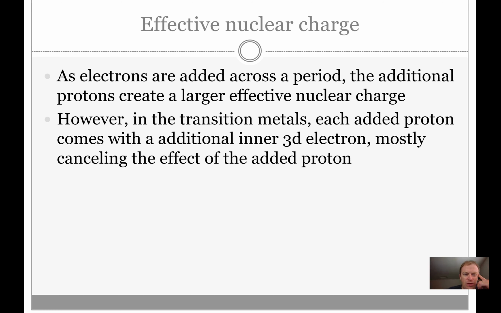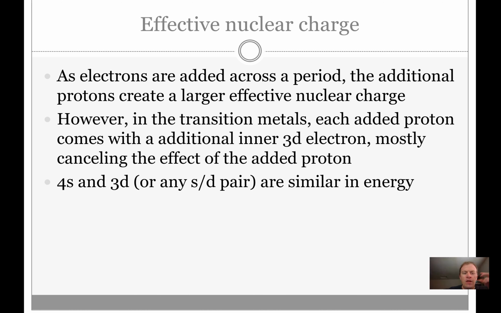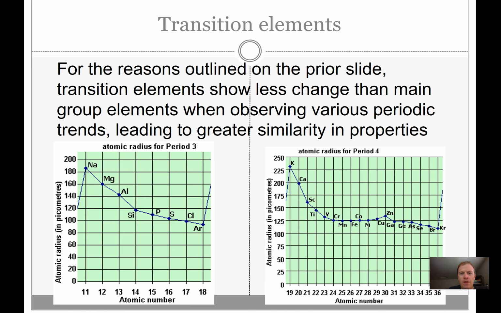And I'll show you some examples of what I'm talking about here. The 4s and 3d electrons or 5s and 4d or whatever are pretty similar in energy. They're more similar in energy than normal, I guess, when you're talking about electrons in two different energy levels. So that's another kind of thing. But basically, transition elements are more similar than main group elements when observing various periodic trends.